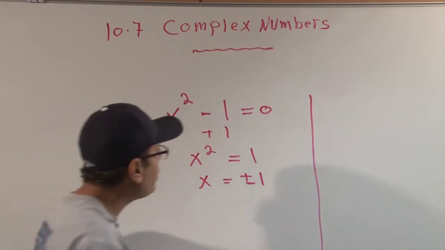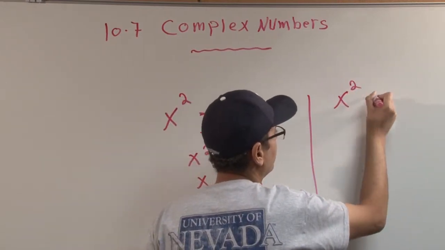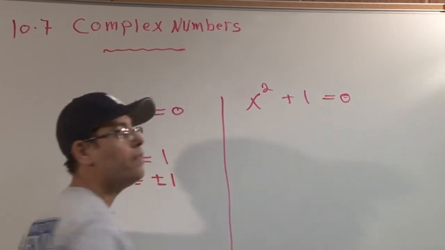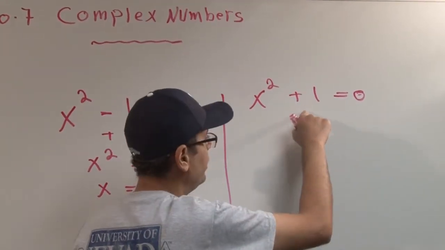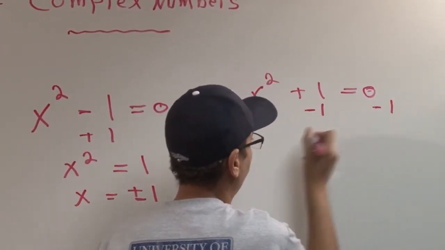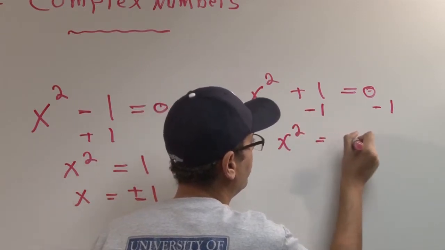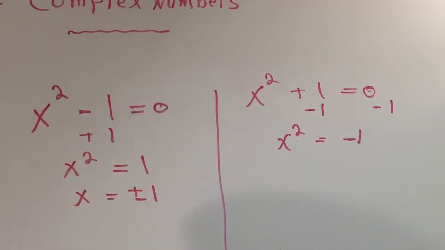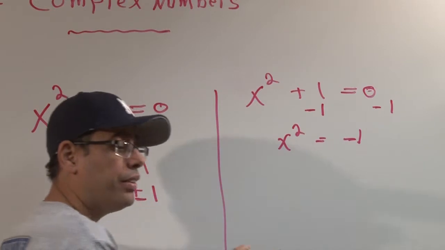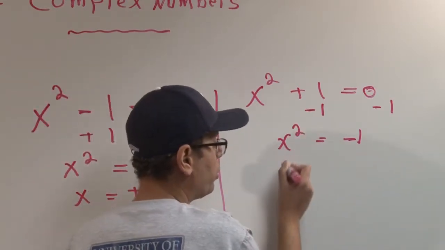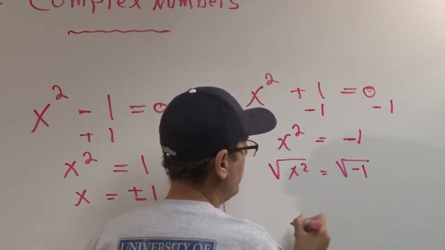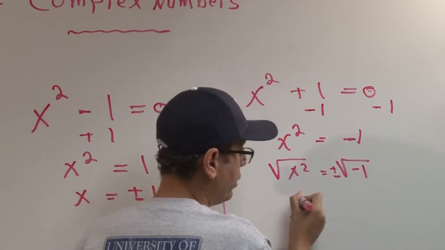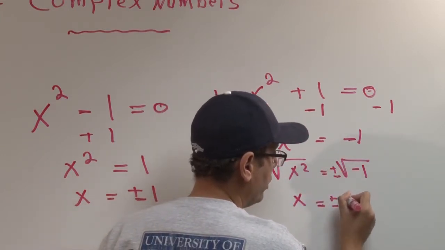But what if I have x squared plus 1 equals 0? Okay, let me add negative 1 to both sides. So here is x squared equals minus 1. Uh-oh, that's a problem. Why? Because to get the value of x, I have to take the square root of both sides. So the square root of x squared equals the square root of negative 1. So x equals plus or minus the square root of negative 1.